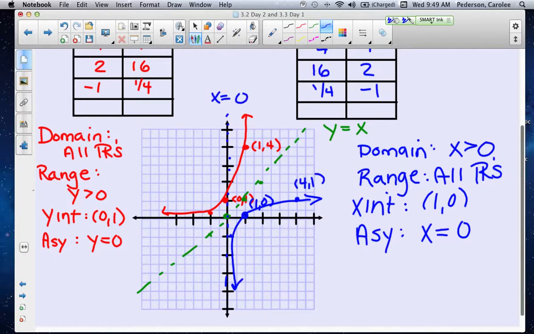So everything just flip-flops. Yeah, they're inverses of each other. So every ordered pair, and if we think back to some chapters ago, that's what we talked about with inverse functions. You just flip-flop those ordered pairs, and they'll be symmetric about that line y equals x. We proved it by doing composite functions, f of g of x and g of f of x, and both those values have to equal x.